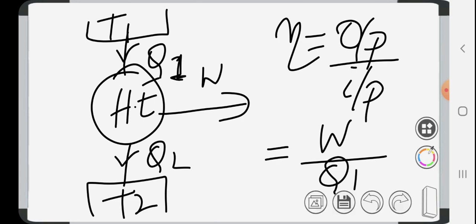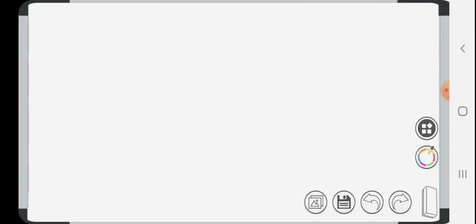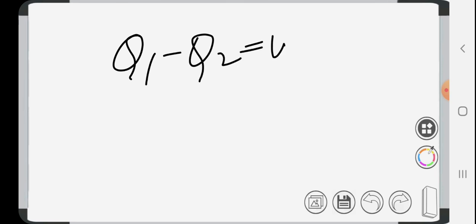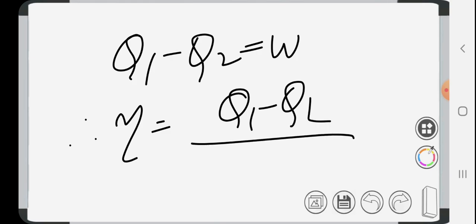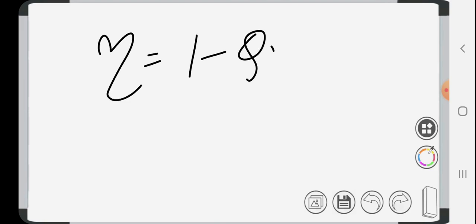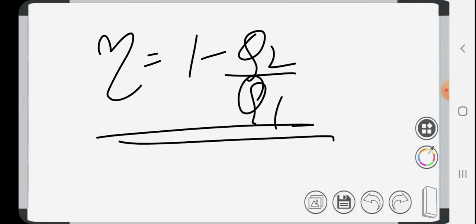Since by the first law of thermodynamics, Q1 minus Q2 equals W, right? Therefore efficiency equals W by Q1, and W can be written as Q1 minus Q2, so efficiency equals Q1 minus Q2 by Q1, which gives efficiency equals 1 minus Q2 by Q1. This is how we calculate the thermal efficiency of a heat engine.